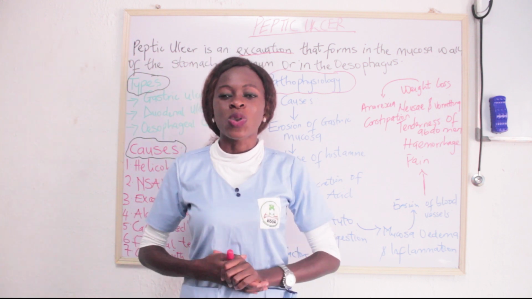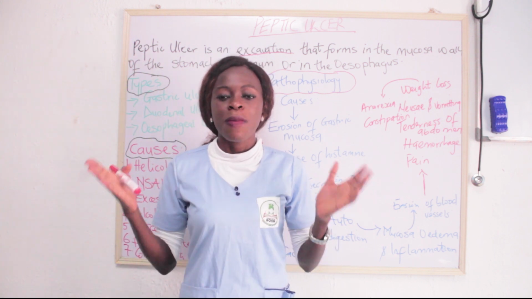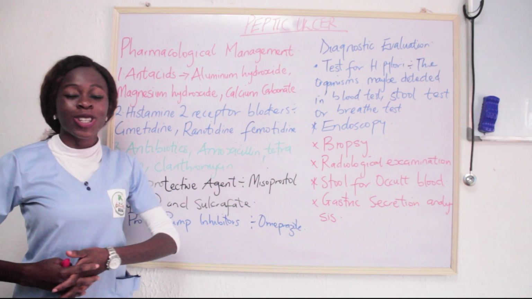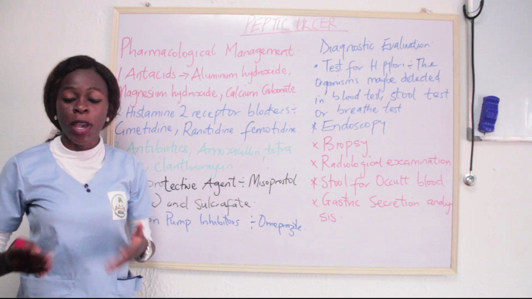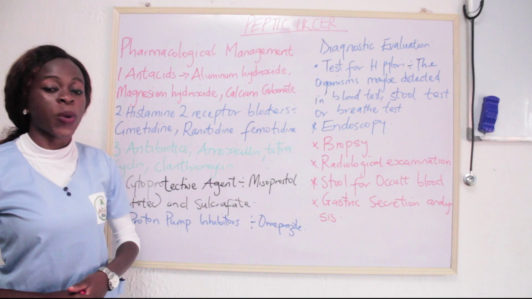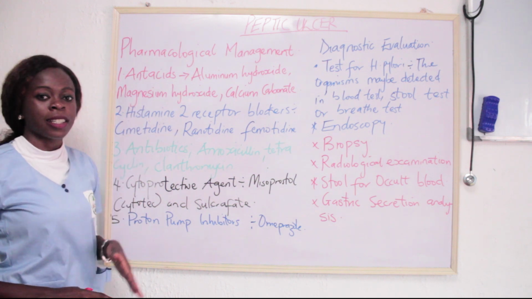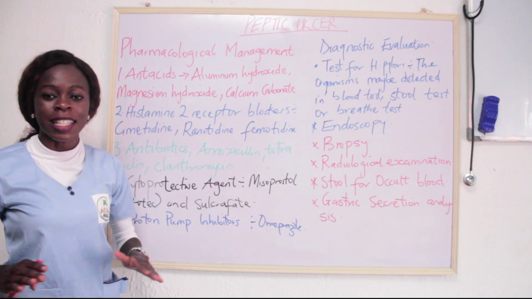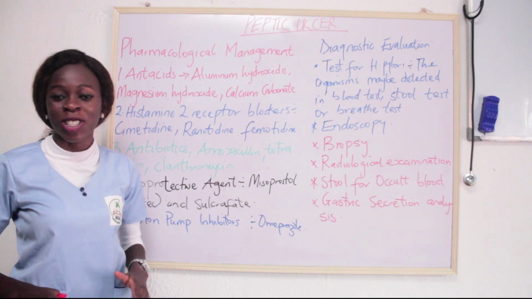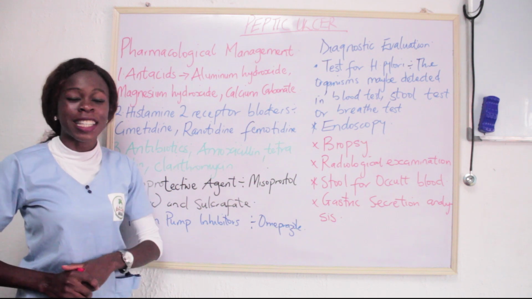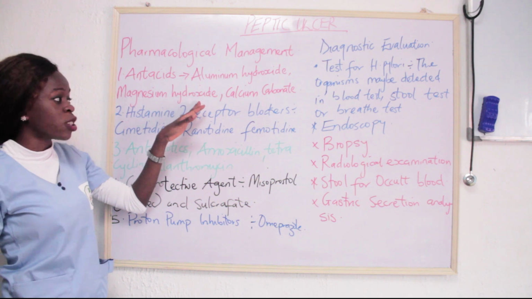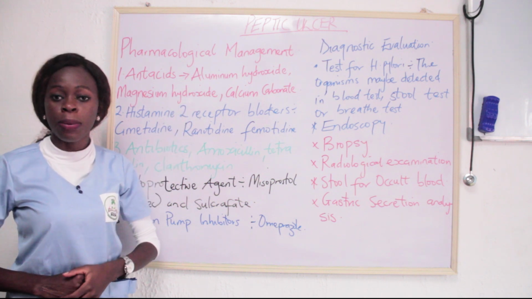Then that takes us to the management of peptic ulcer. Let's talk about the pharmacological management of peptic ulcer. When we say pharmacological management, we simply mean the drugs for peptic ulcer. And the first class we have here is the antacid. The antacid helps to neutralize the acid, helps in a neutralization reaction. And examples of such antacids are aluminium hydroxide, magnesium hydroxide, and calcium carbonate.